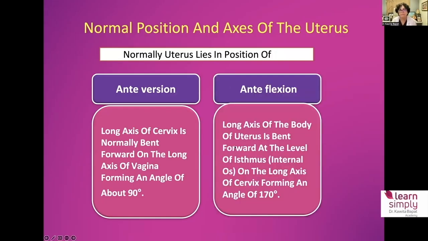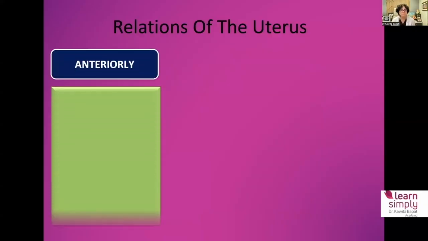Now the anteflexion. See, first the difference between anteversion and anteflexion: the long axis of the body of the uterus is bent forward at the level of the isthmus. So you can differentiate the two. Anteversion is basically the angle between the long axis of the cervix and the axis of the vagina, and this is the long axis of the body, and at the level of the isthmus, anteflexion is there. So it's forming 170 degrees and 90 degrees. Very basic things, but we'll talk about them.